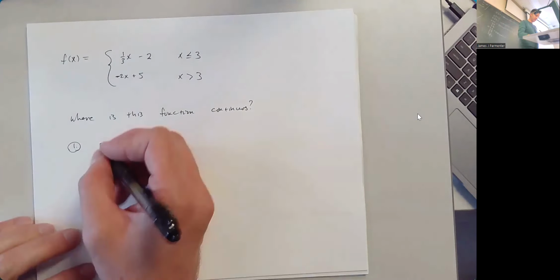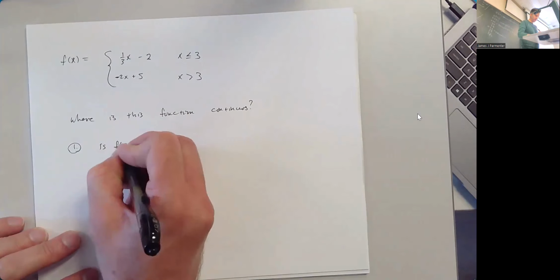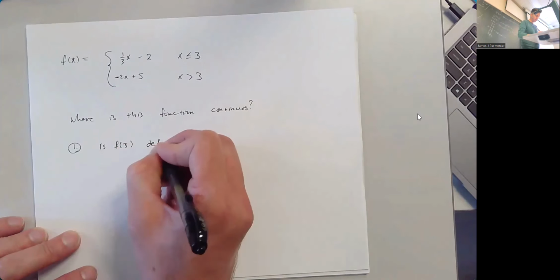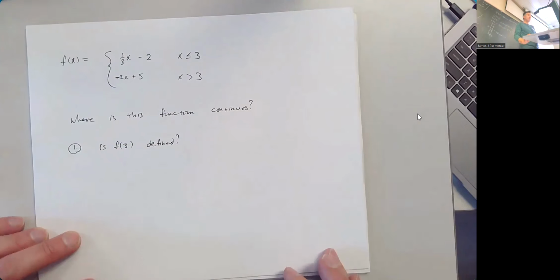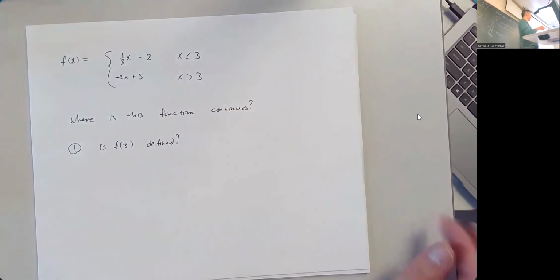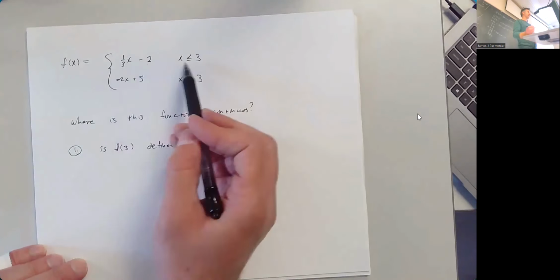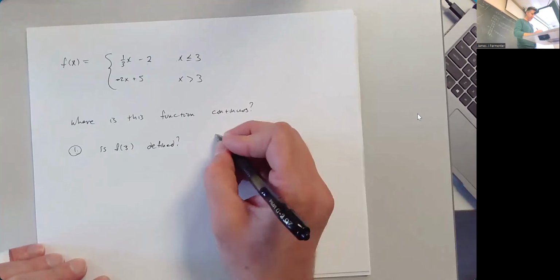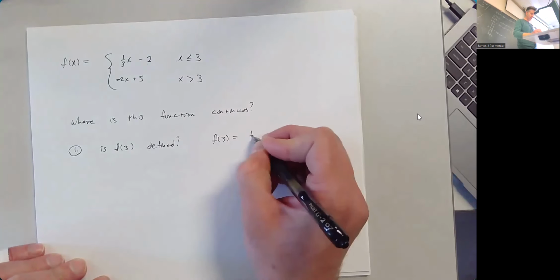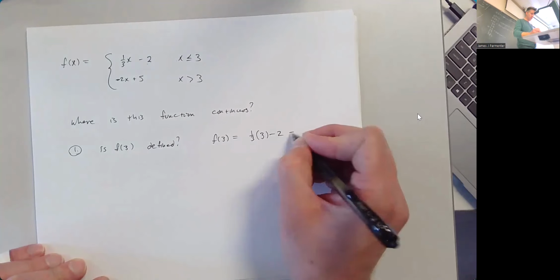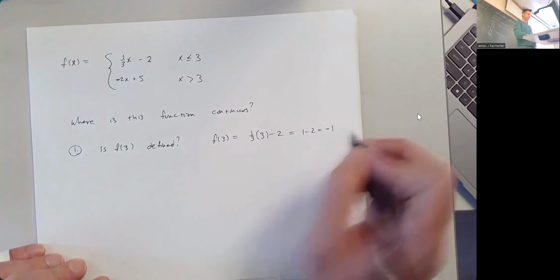The first thing is, is f of 3 even defined? Because to be continuous somewhere, the function has to be defined there, just like the previous example. We were saying this function can only potentially be continuous where it's defined on its domain. So is this function defined at 3? Sure. We're told that the function is equal to 1/3 x minus 2 when x is equal to 3. So f of 3 would be 1/3 times 3 minus 2, which is 1 minus 2, which is -1.